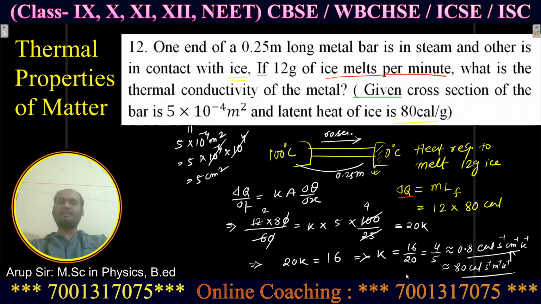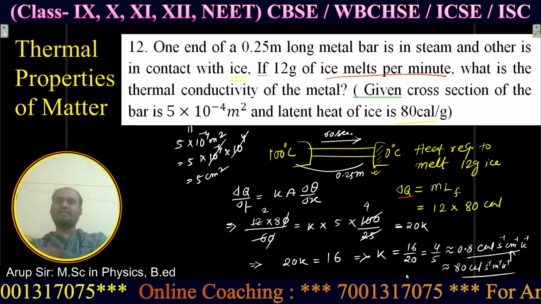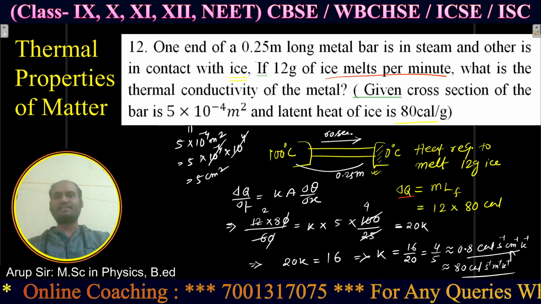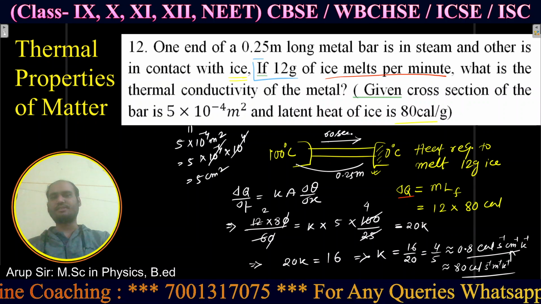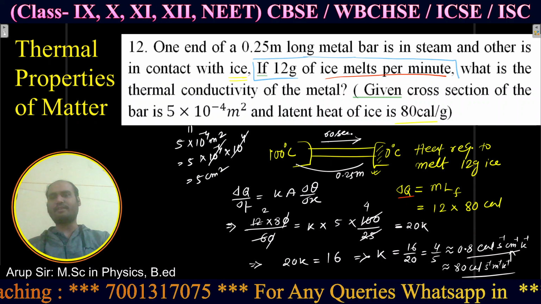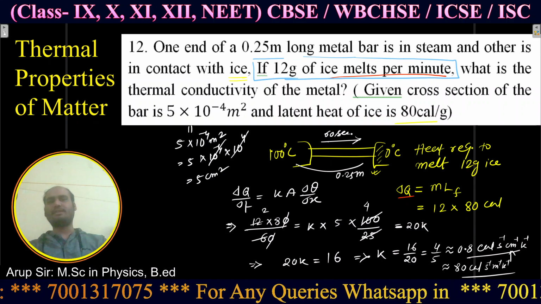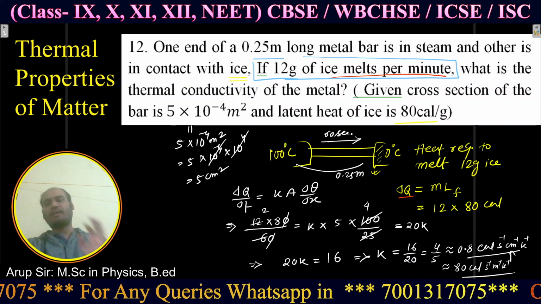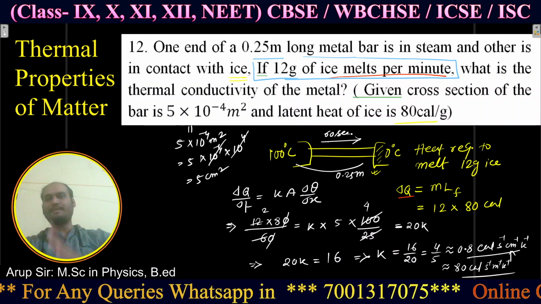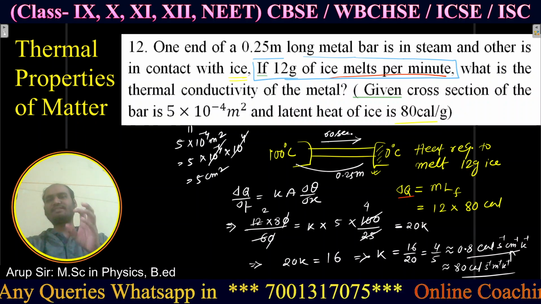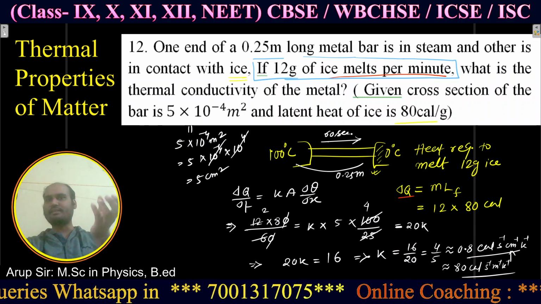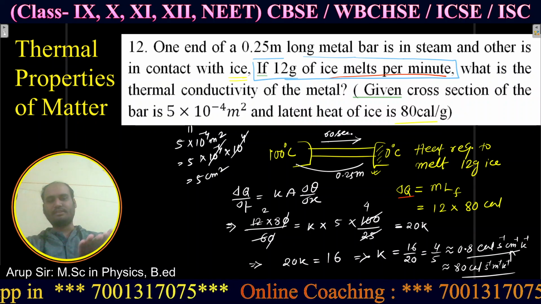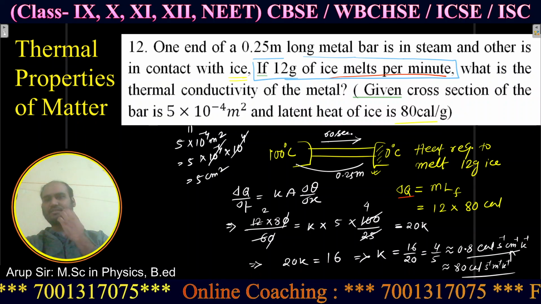So this is how you can do this question. This is a very important question, and one of the trickiest parts of it is this: if 12 gram of ice melts per minute, because the ice is melting, the concept of latent heat will come, since only a state change takes place. This is the main fact.